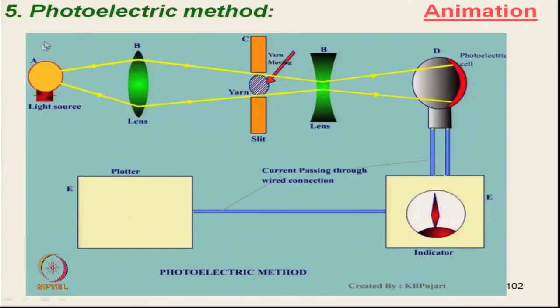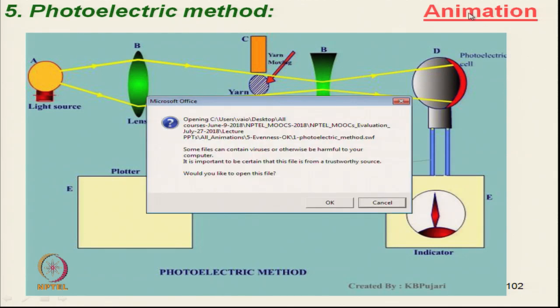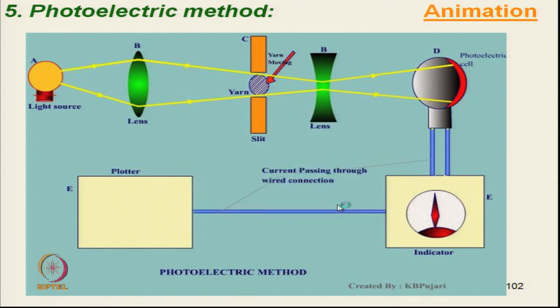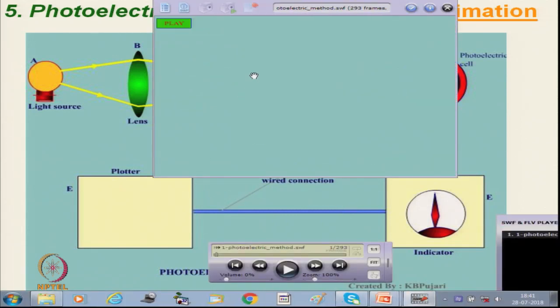So, this is the technique here. This is the light source, lens arrangement is there, this is the slot and yarn is passing through this, and depending on the diameter of the yarn, the light will pass through and reach the photoelectric cell. This will detect the amount of light which is proportional to the diameter of the yarn, and as the yarn moves, this will record the variation in diameter. So, we can see here by this animation.